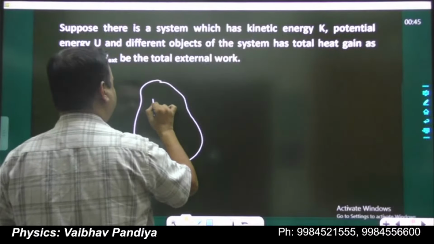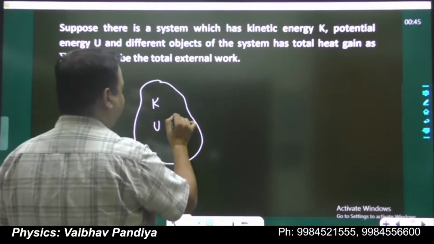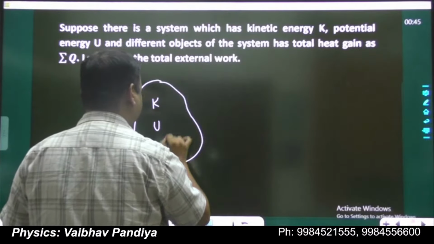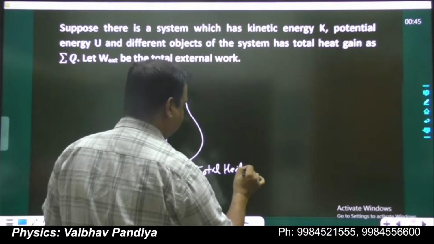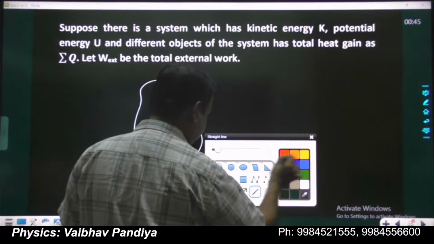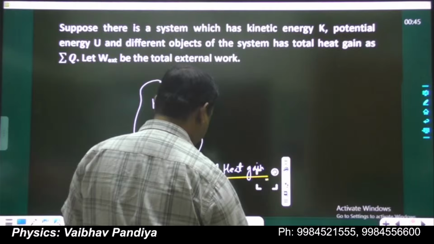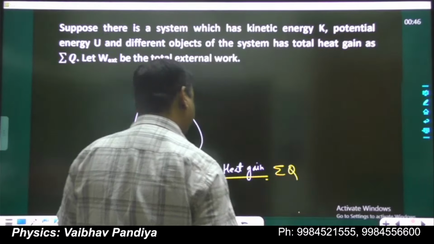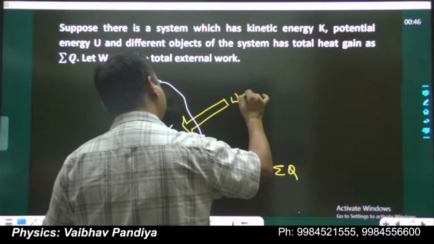And it has some kinetic energy K, potential energy U, okay? And there are different objects in the system, and the total heat gain in the objects, total heat gain, again, see, I'm talking about gain. I'm not talking about loss. I'm just talking about gain. The total heat gain is sigma Q. And the external work or energy supplied is W_ext.